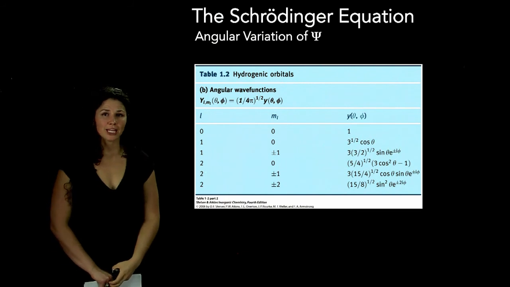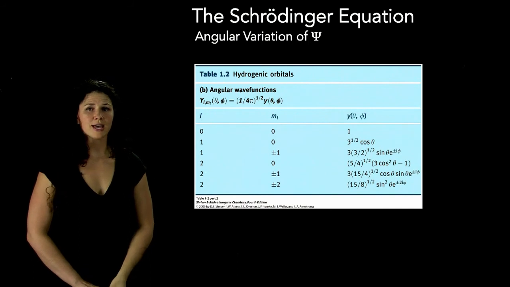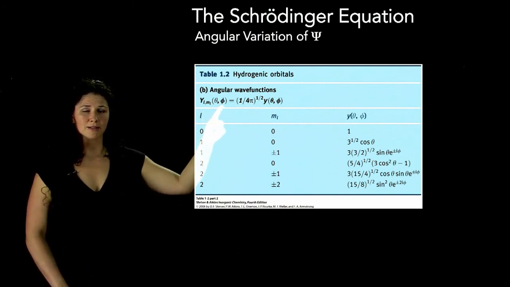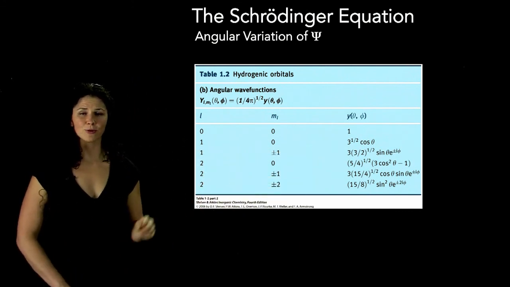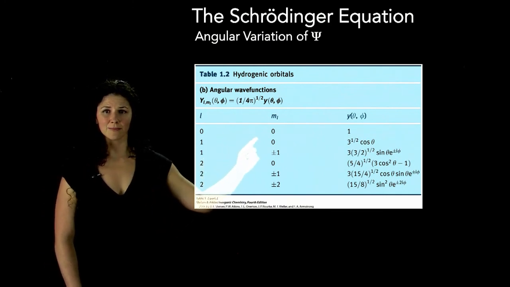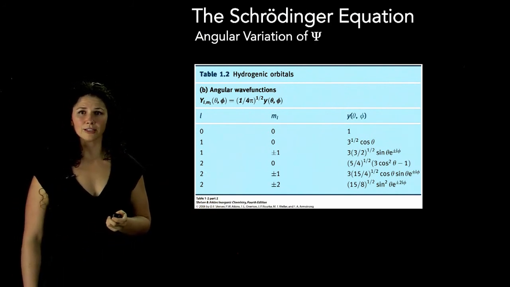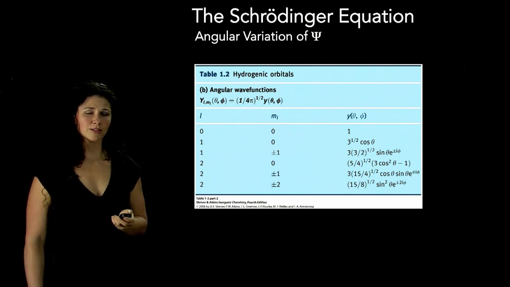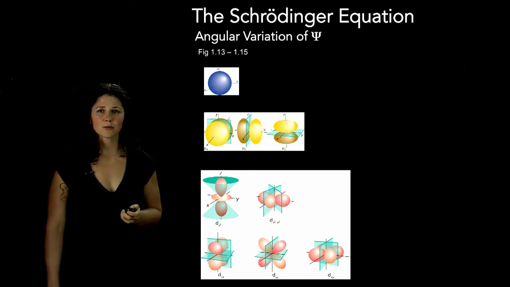All right, so now let's talk about the angular variation. So if you compare the last table I showed you to this table, you'll notice that the angular wave function depends on these angular coordinates here. And you'll see a lot of these angular coordinates in these equations here. And just like we said before, this part of the wave function is going to depend on L and M sub L. And your book does not go much into the angular wave function. There's a better explanation for this in Miessler and Tarr. But in short, it just gives you the shapes of your orbitals.